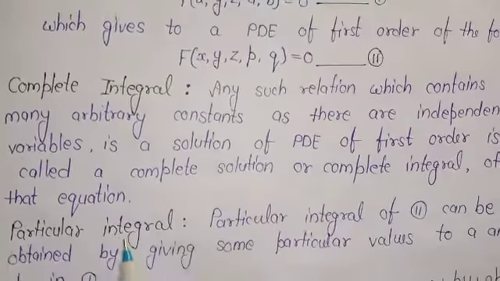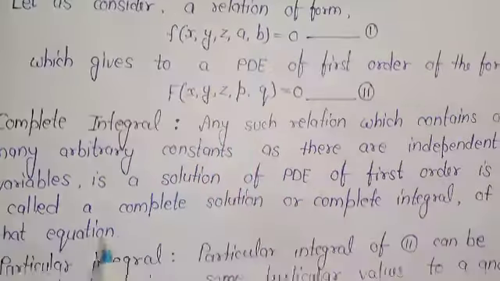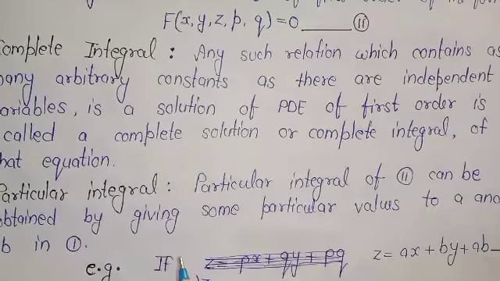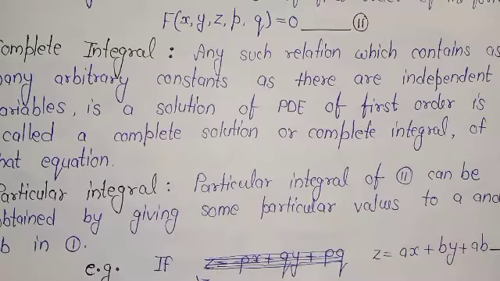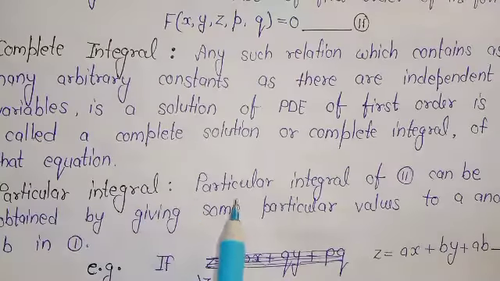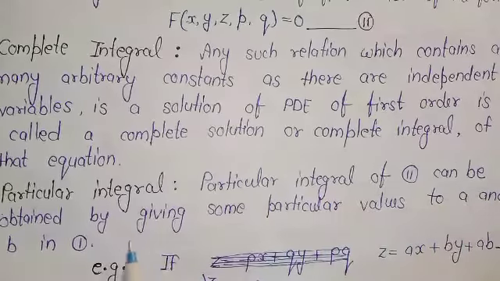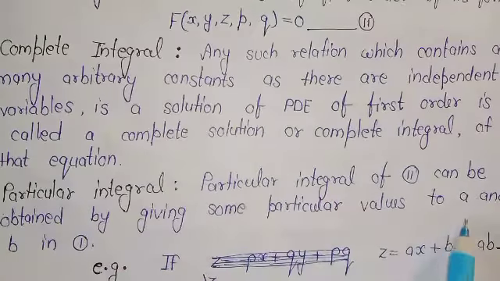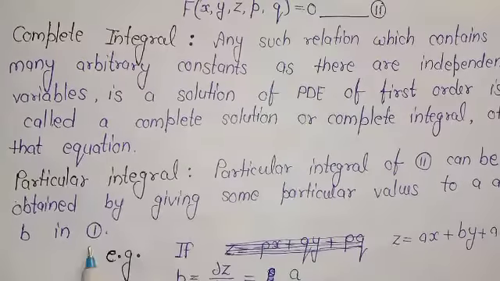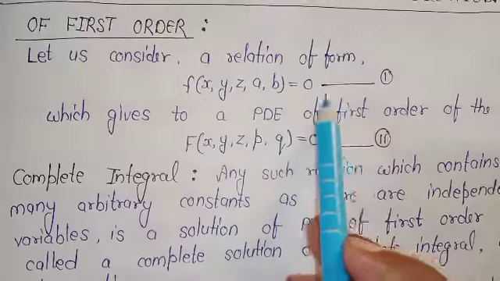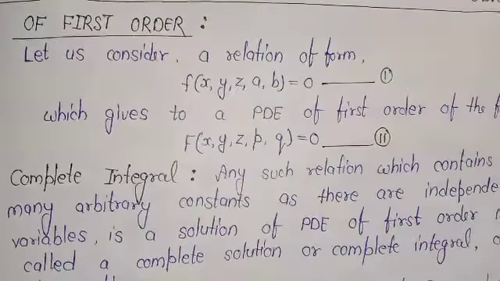And what is the particular integral? If we give these arbitrary constants a and b some particular values, like I take a as 1 and b as 2, then I am giving some particular values to the arbitrary constants. In that case the integral that is formed is called the particular integral. So the particular integral is nothing but what is obtained by giving some particular values to the arbitrary constants a and b in equation 1.